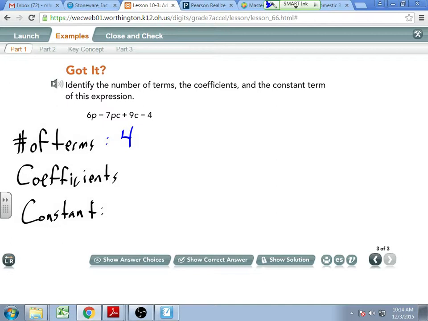Pranav, what are my coefficients in this expression? The coefficient would be 6p. No, P. You do not involve the variable. When we're talking about coefficients, we're only talking about the number in front of the variable. 6, then -7, then 9. I want to do constants. Ella, constant. -4.